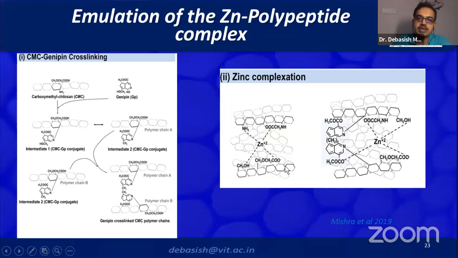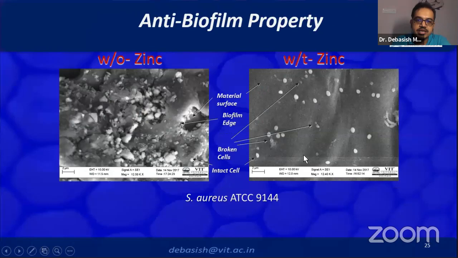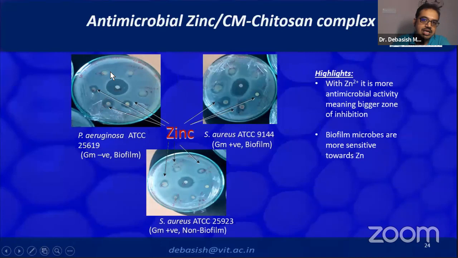Now, this is the structure. This polymer is now very stable. With zinc, it becomes very, very strong. I'm not going to talk about the strength, though it actually became very strong. I'll just come down to the antimicrobial properties. The same zone of inhibition experiments we saw. The central part, you see, is a potent antibiotic.